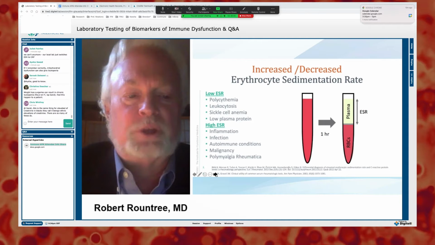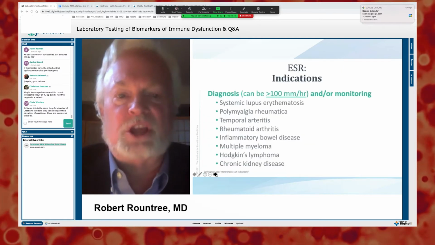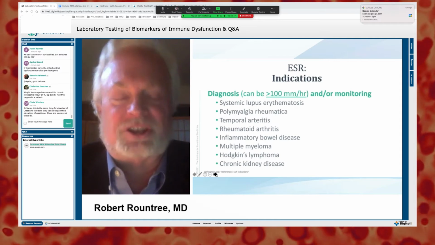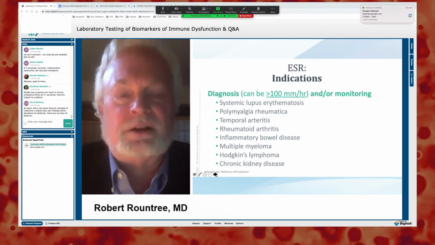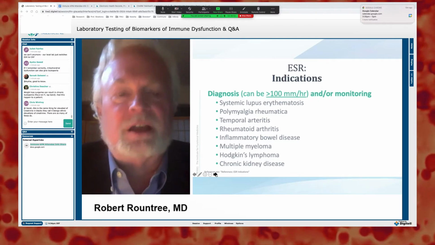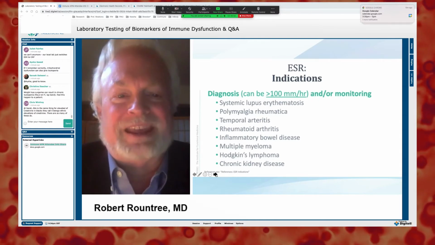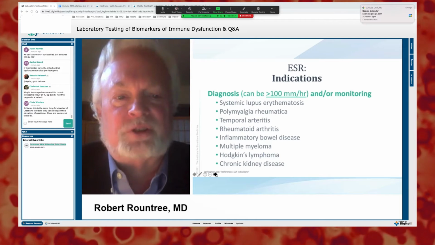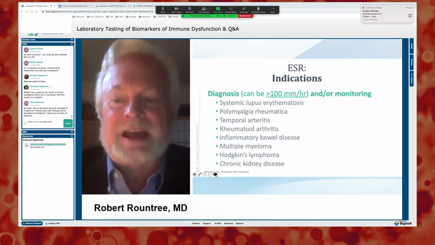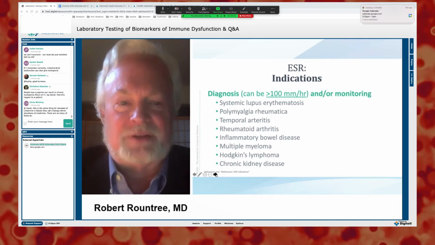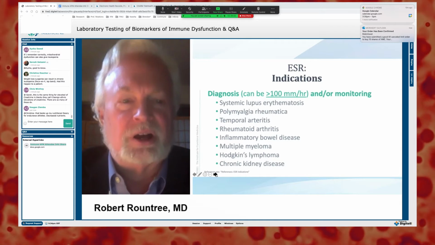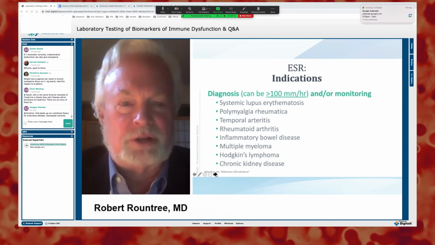That's a scenario where you really don't want to miss that high SED rate because it can be super high. With PMR, polymyalgia rheumatica, you can see a SED rate of 120. And of course, when you see that kind of SED rate in polymyalgia rheumatica, especially if the person is having pain in their temporal muscles, then you worry about temporal arteritis, which can lead to blindness. So the SED rate is a tip-off that you should be worried about that particular patient, and probably send them to an ophthalmologist.